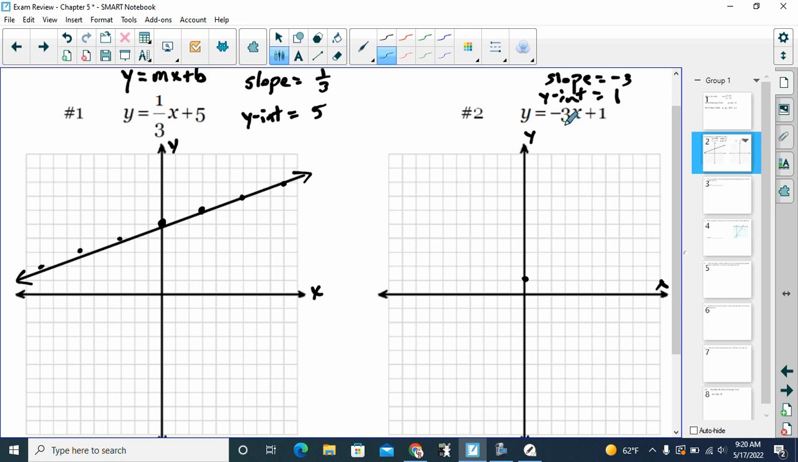Our slope is negative 3. Remember, negative 3 is the same thing as negative 3 over 1. So I'm going to go down 3. That's my rise. Right 1. That's my run. Rise over run. Down 3, right 1. Going up 3 and left 1 is on that same line. And again, we can draw our line.